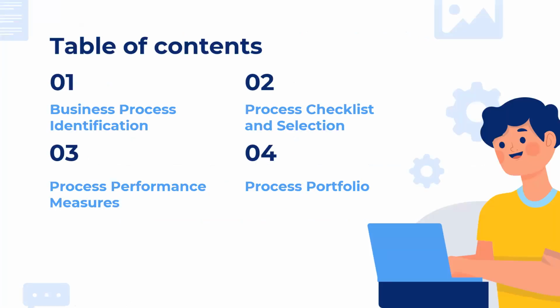For the purpose of delivering the lecture, I have divided it into four parts. Initially, we'll discuss business process identification, and then we will discuss the process checklist and selection of business processes. The third part is process performance measures, which are basically the KPIs. And finally, we'll talk about the process portfolio before finishing off the lecture for today.